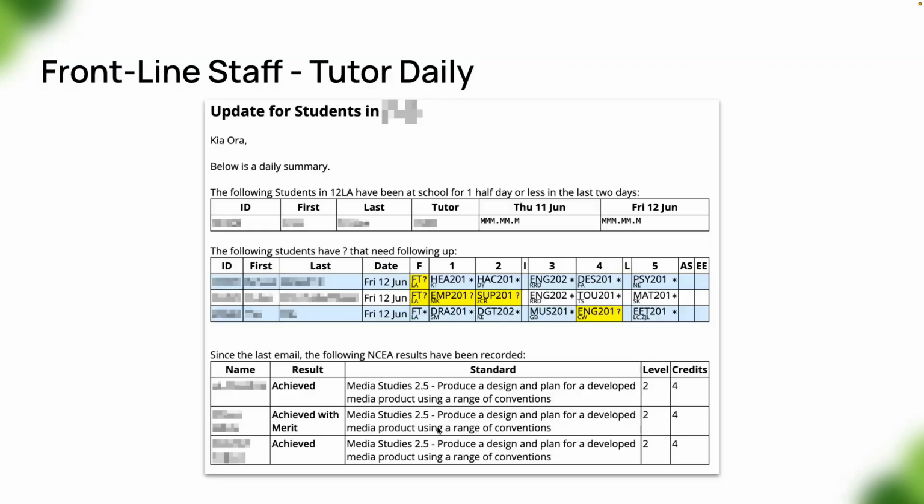So here's an update for students in my form class. The following students have been at school for 1 half day or less in the last 2 days. So these are the kids that have been away. Quick little check-in. Hey, where are you at? If we know what's going on as a form teacher, that's great. If you don't, it's a good opportunity to be able to check in with them.